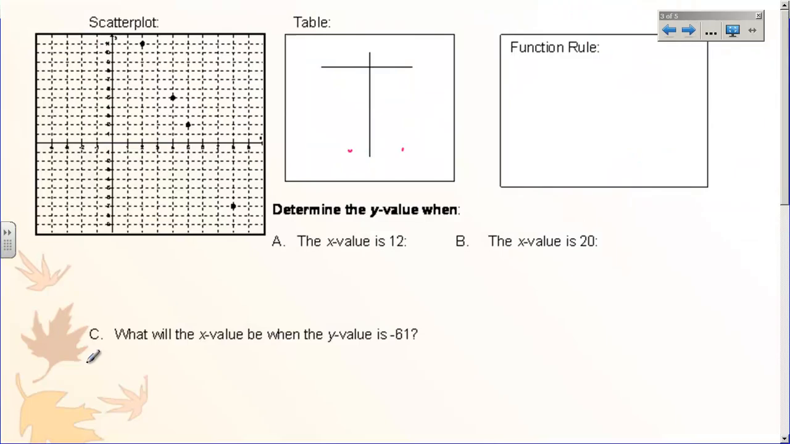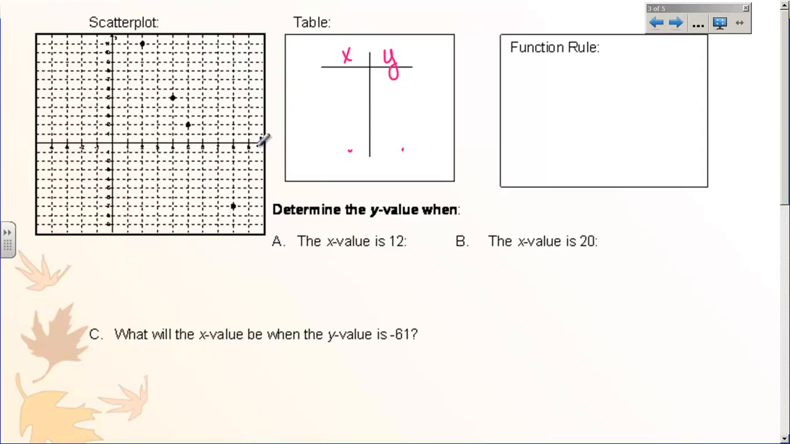Let's move on. We're going to do another pattern, but this time we're going to go from a scatter plot to a table to a function rule. So when we go from the scatter plot to the table, we have x values and y values because we have points on a graph. And we're going to look at this graph from the furthest left point to the furthest right point. We'll always go left to right. And we're just going to list out the ordered pairs.